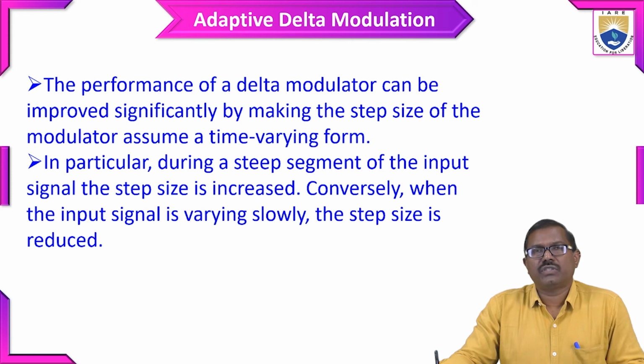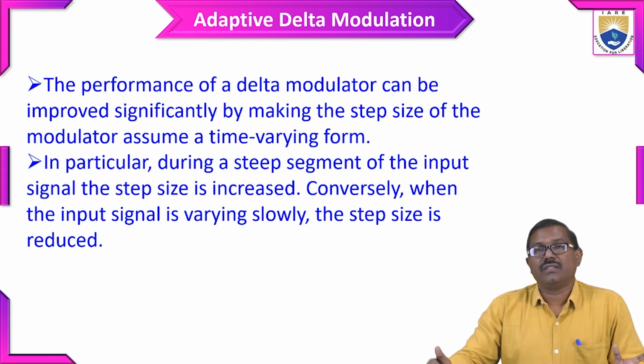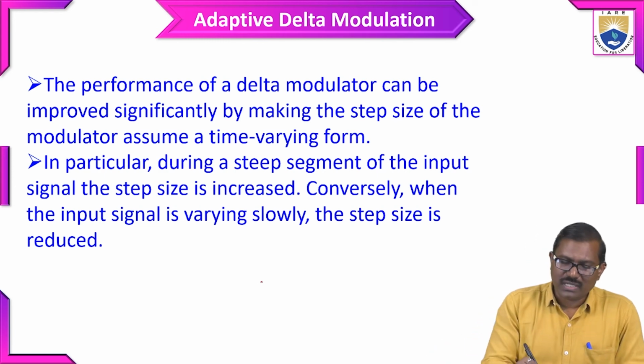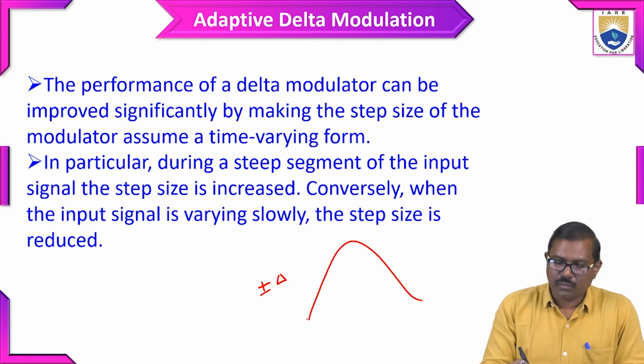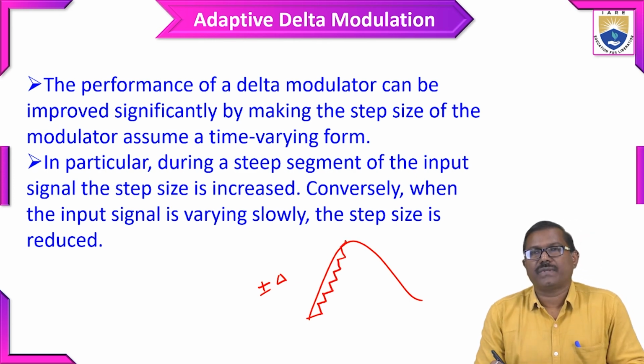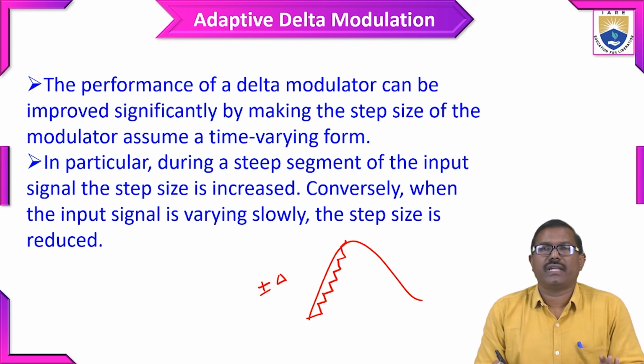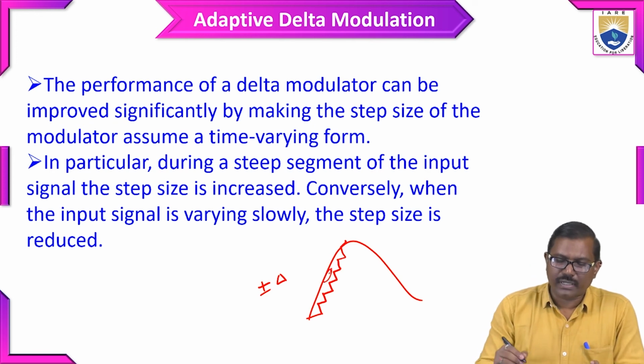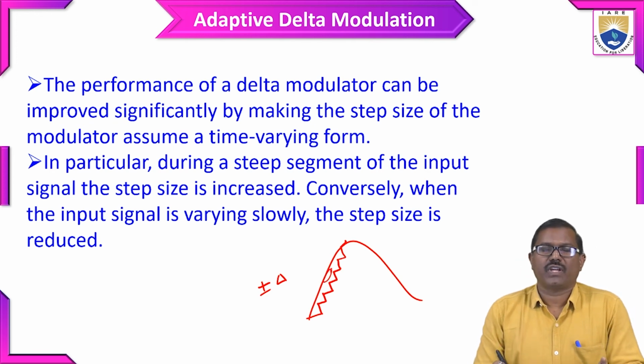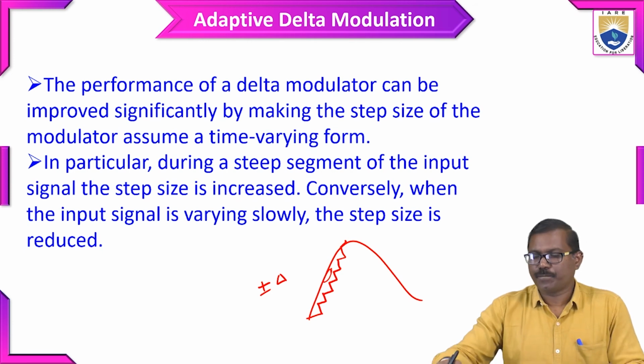Conversely, when the input signal is varying slowly, the step size is going to reduce. Why? In delta modulation, we are going to use only plus or minus delta. That means if the message signal is increased like this, we are going to step by step, like that. Why? It is a 1-bit quantizer. It can increase only 1 bit at a time, and it can increase one step at a time. So that is the problem. This gap we can call slope overload. I will discuss it. Okay.